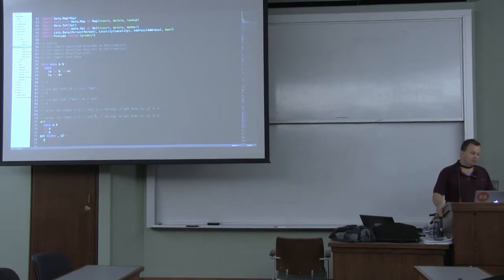So basically, there was this problem. It came from database theory, where if you have a product type, okay, so you have a person who has a name and an age and address, for example, and you wanted to update the street name of the address of the person.